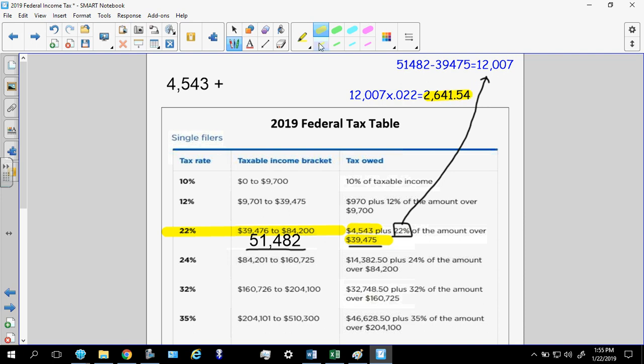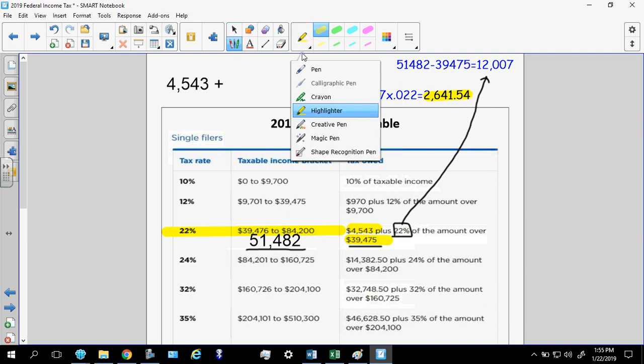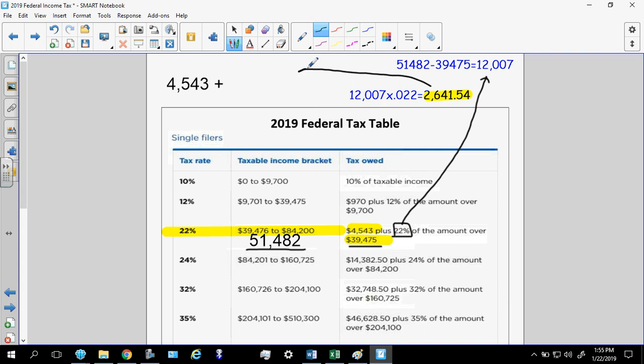So what I'm going to do is take $2,641 and add that to my initial amount of $4,543.